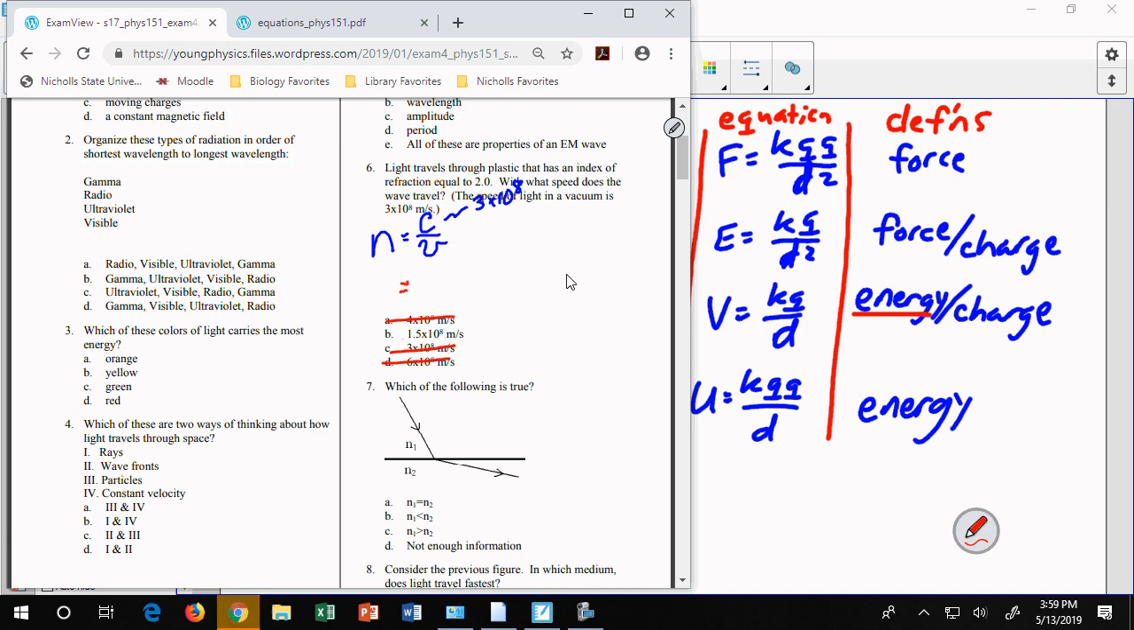So this is 3 times 10 to the 8th, divided by 2. I want to be sure. I really just have to do this part, right? What's 3 over 2? Oh, it's 1.5. Yeah. Okay?